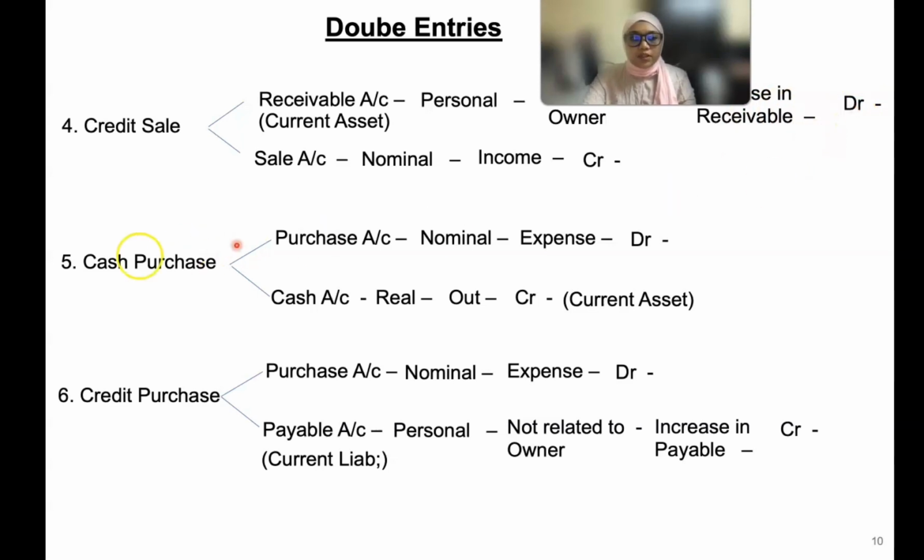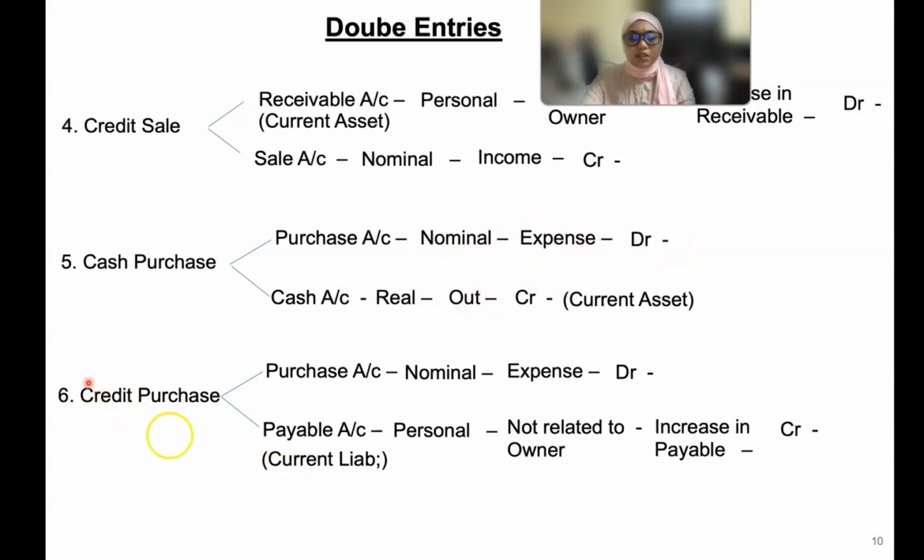Okay, cash purchase. We will open purchase account and cash account. Cash is a real type of account. Because of this purchase, we are paying cash to our supplier. Cash is out from the business. So it's real, out, credit. Purchase is nominal, expense, debit.